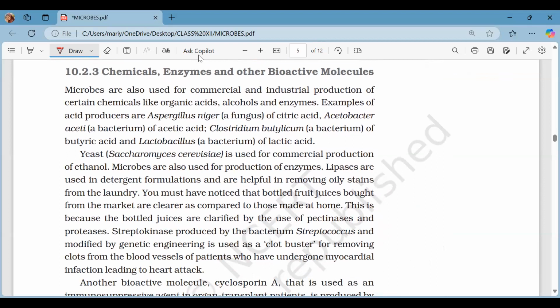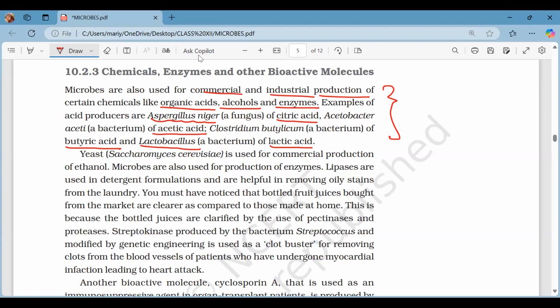Now, chemicals, enzymes, and other bioactive molecules which we receive from microorganisms. The microbes are also used for the commercial and industrial production of certain chemicals like organic acid, alcohol, and enzymes. Example of acid producers: Aspergillus niger, a fungus that produces citric acid. Acetobacter aceti, a bacterium that produces acetic acid. Clostridium butylicum produces butyric acid, and Lactobacillus produces lactic acid. So all of these different acids are produced by different types of microorganisms.